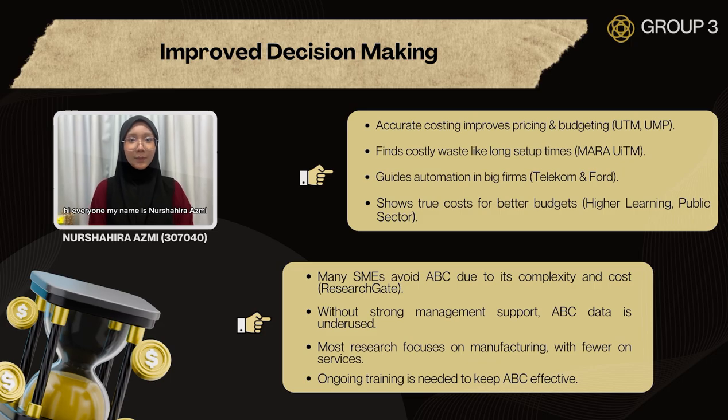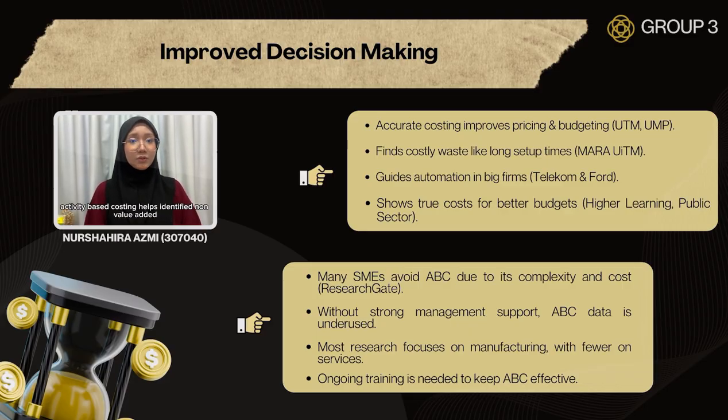Hi everyone, my name is Nushahira Azmi and I'll be sharing how activity-based costing, or ABC, helps businesses make better decisions. This is based on a journal article from a Malaysian company. First, activity-based costing gives more accurate cost information. This helps businesses, especially in manufacturing, SMEs and electronics, make smarter choices about pricing, budgeting and which products to focus on. For example, managers can see which products are losing money and take action early.